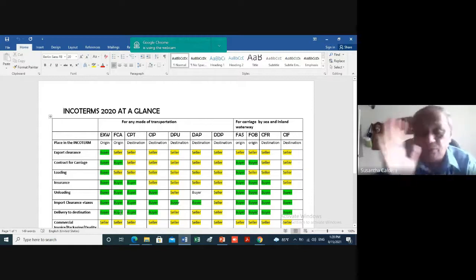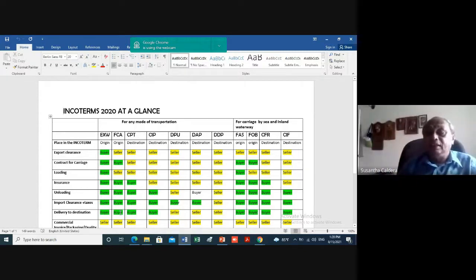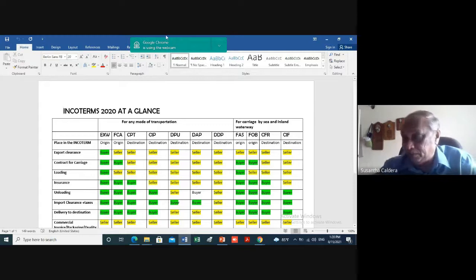Right? Now you can say, what are the F terms? FCA, FAS, FOB, three are F terms. Then EXW. Obviously EXW has to be origin. So only those four are origin. All the other seven we categorize under any mode of transport, and place in the Incoterm is destination. Place in the Incoterm is destination.